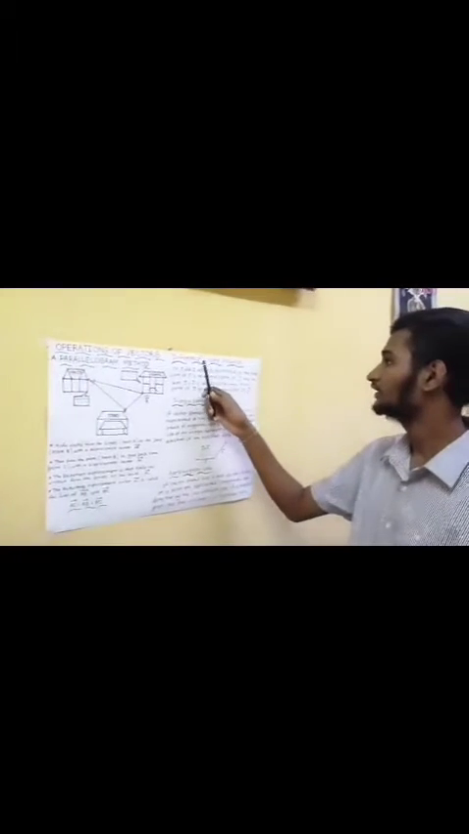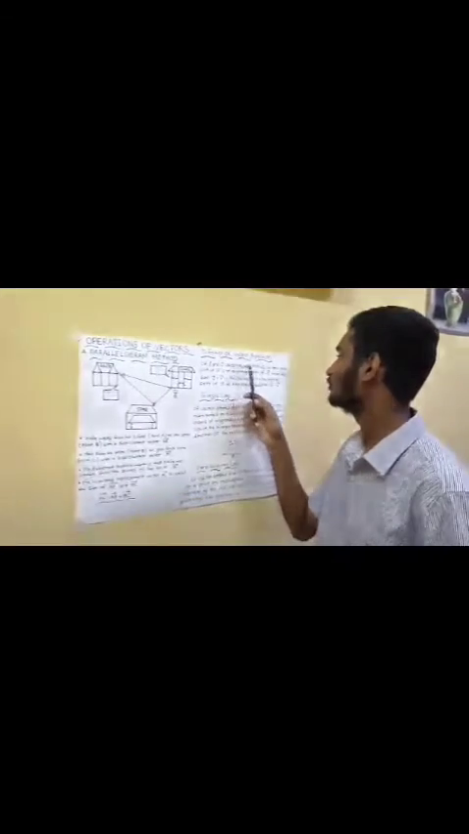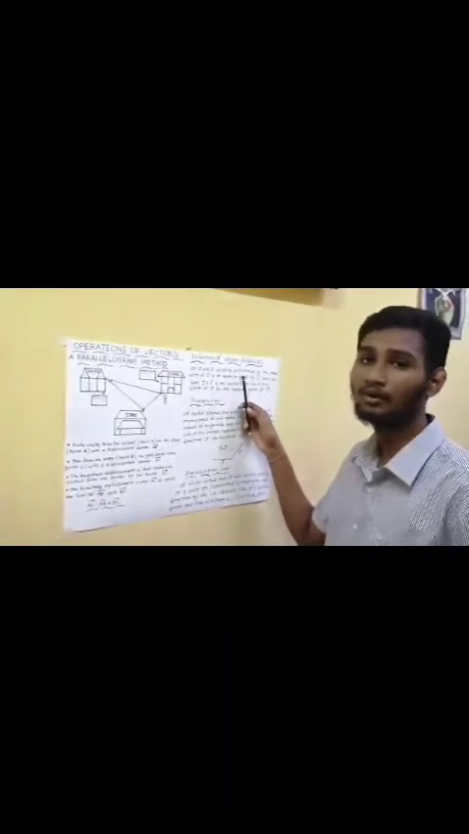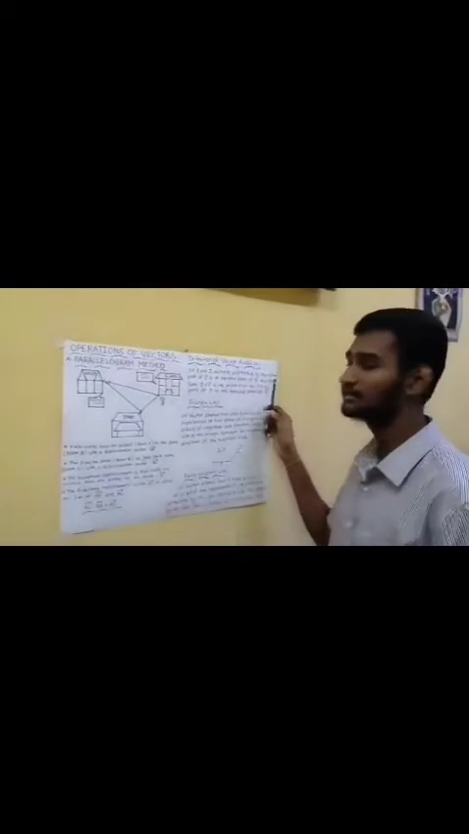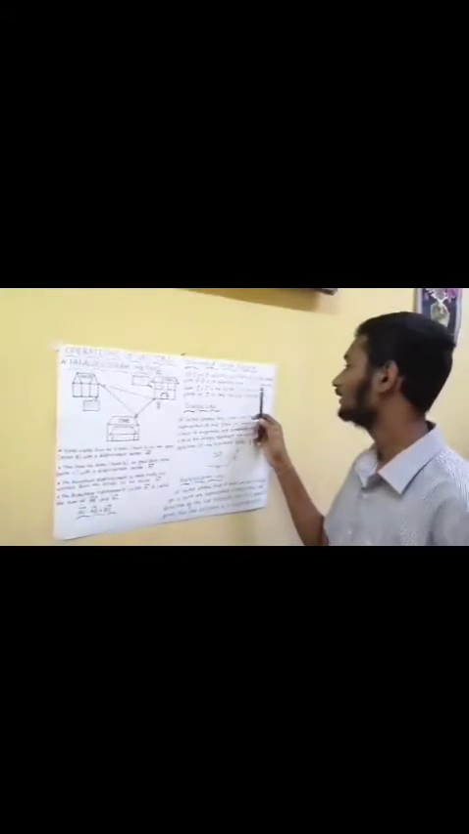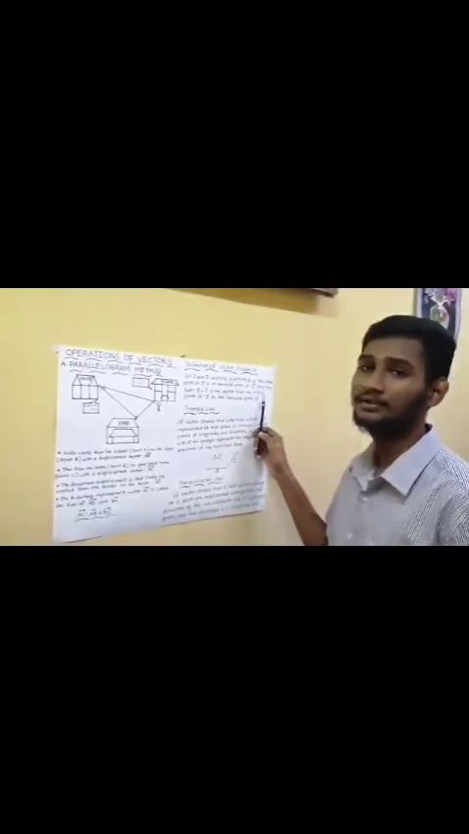Next, the definition of vector addition. If U and V are vectors positioned so that the initial point of V is at the terminal point of U, then the sum U plus V is the vector from the initial point of U to the terminal point of V.